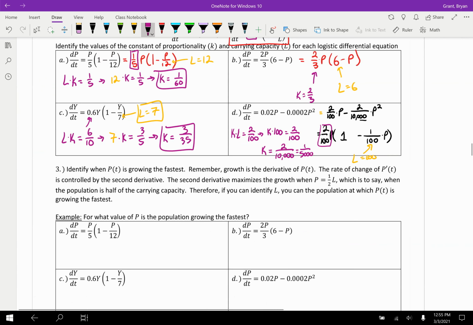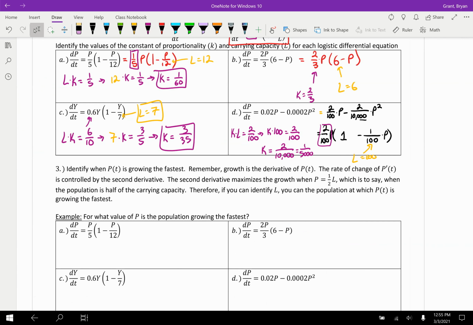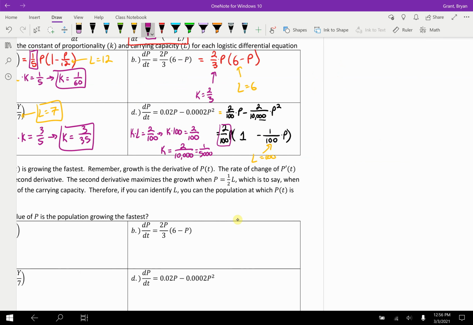Alrighty. That, I would say, is probably the most work of anything we have to do. Let's take a look at the rest. Part 3. We do need to identify when P of t is growing the fastest. And remember, if we have logistic growth, where is the steepest part of the graph? Well, the steepest part of the graph is right in the middle. It's at our point of inflection.